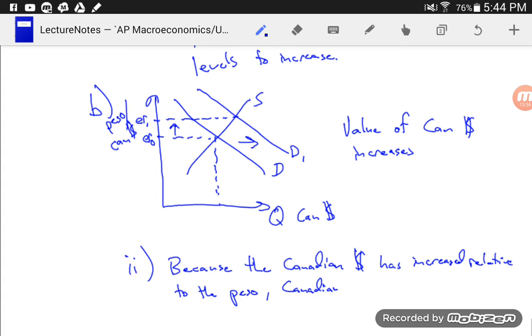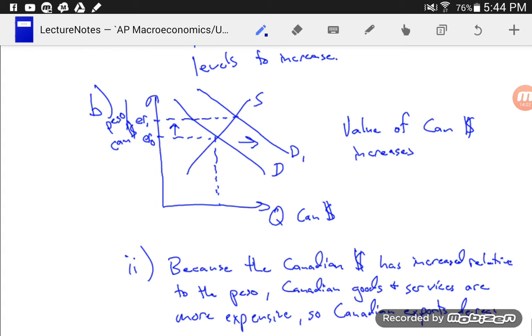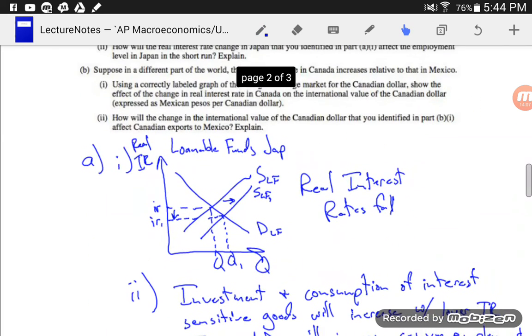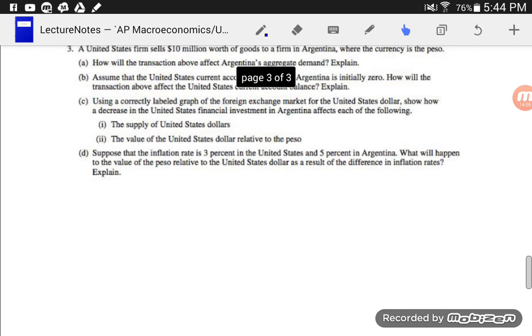Canadian goods and services, because they want to get paid in Canadian dollars, are more expensive. So Canadian exports decrease. Good. And I think that is it for that question. So let's jump on to question number 3.